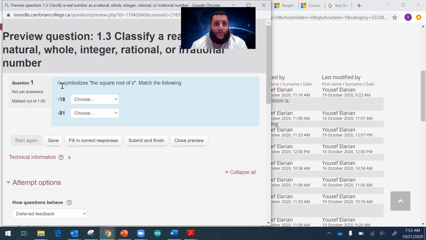This is the square root of X. What would we say about the square root of 18 and 81? Is the square root of 18 not a real number? It is a real number. It's not imaginary. Is it an irrational number or a rational number? It's irrational because there is no perfect square root, integer square root for this number. But here we would say it's rational because there is a square root of 81, which is 9.